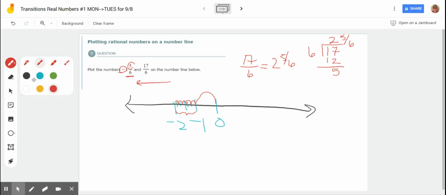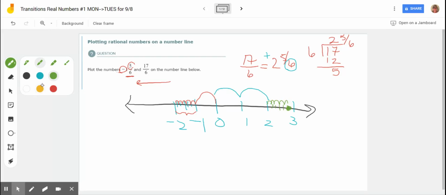So you can mark 1, 2. It's going to be greater than 2 because it's 2 and 5/6, so we're in the positive direction. We're going to go 1, 2, and now we need to get 5 out of 6 pieces. This means we cut this into 6 pieces. I usually just cut it in half and then do 2 even. It's sometimes harder to divide it into 6 pieces, so it's easier to cut it in half first. So 1, 2, 3, 4, 5 out of 6, and it's right here. So that's going to be 17/6.